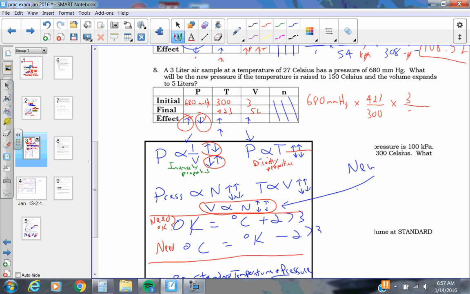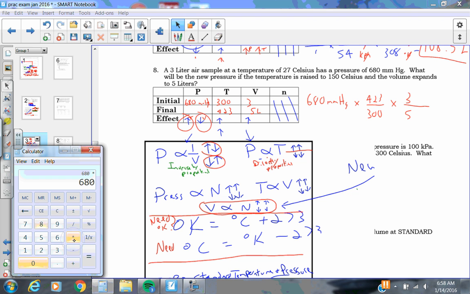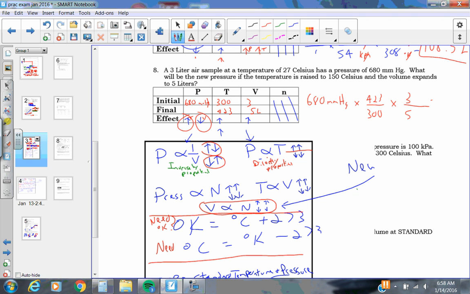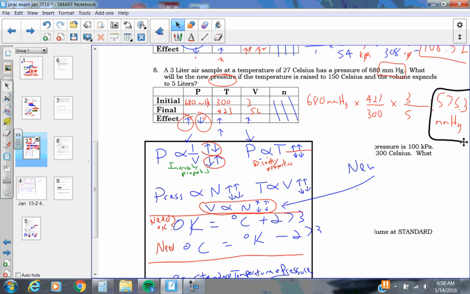Some people look at the arrow as an indication of, do I put the big number on top, or do I put the big number on the bottom? So next thing is doing the math. 680 times 423 times 3 divided by 300 and also divided by 5. 575.3 millimeters of mercury. How do I know it's millimeters of mercury? Well, it needed to be a new pressure. And since our original pressure was in millimeters of mercury, I'm going to keep that in millimeters of mercury.